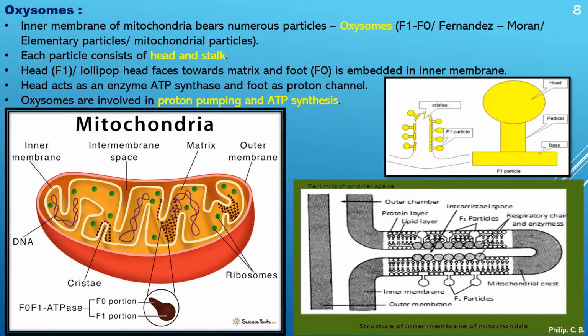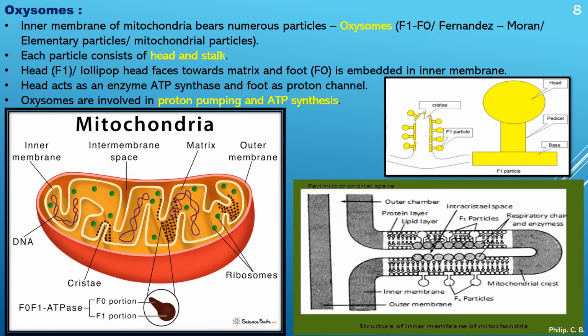Now, you can see here the mitochondria, the inner component, in much more detail. First you see the oxysomes. So what are the oxysomes? Just now you saw the folds, cristae, in which these oxysomes are present. The inner membrane of mitochondria bears numerous particles called oxysomes, which are F1 particles, F1 and F0, also called Fernandez-Moran elementary particles, or mitochondrial particles.